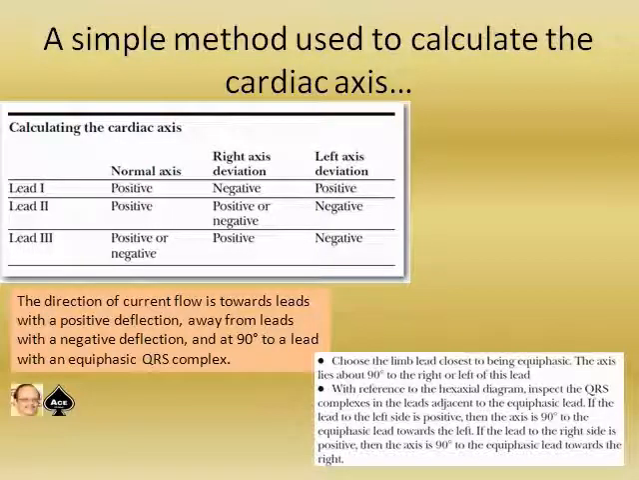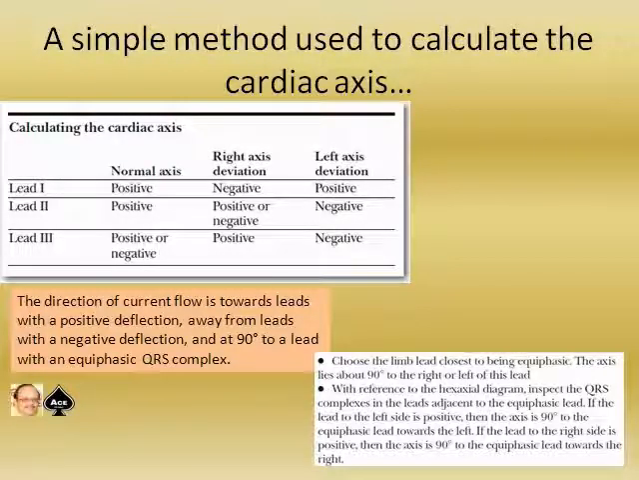Normal axis, lead 1 will be positive and lead 2 also will be positive, but in lead 3 it may be positive or negative. If there is a case of right axis deviation, lead 1 will be negative and lead 3 will be positive, but in lead 2 it may be positive or negative. In the case of left axis deviation, lead 2, 3 will be negative and lead 1 will be positive as far as your QRS complex is concerned.